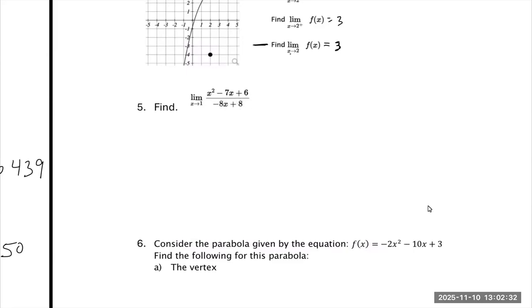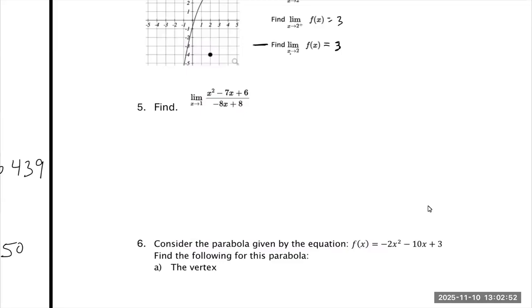Because in this case, we need to figure out, is there actually a factor that cancels here? And then maybe we can find a limit. And that's actually the case in this situation. So I'm going to factor the numerator and denominator.